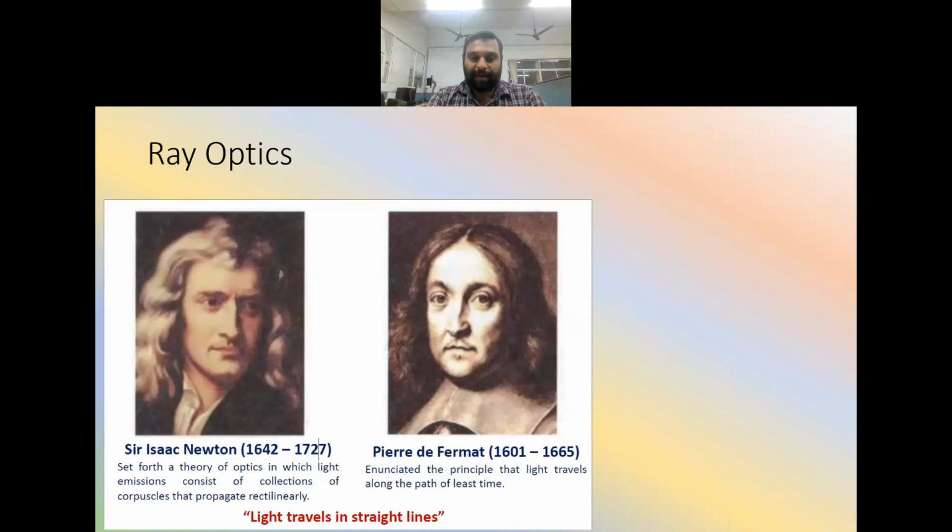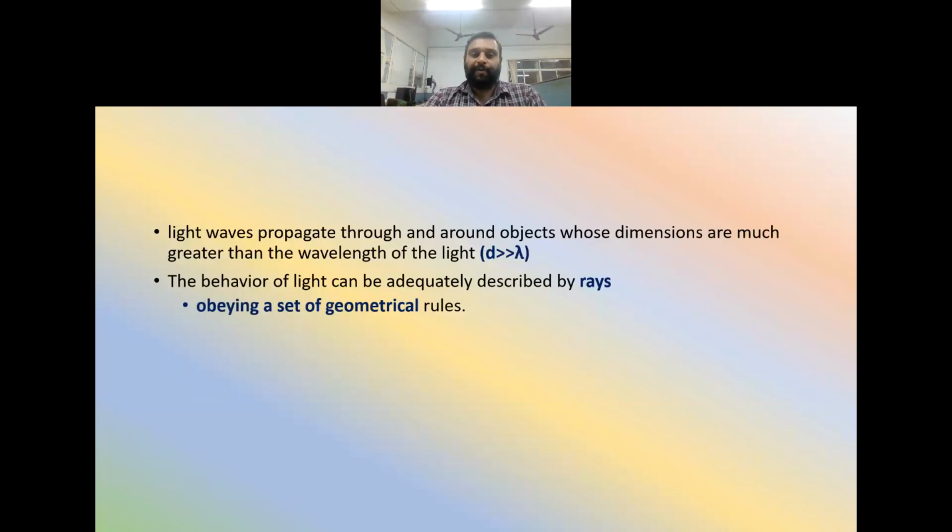Sir Isaac Newton and Pierre de Fermat were the most famous scientists who worked in this area. Fermat initiated the principle that light travels along the path of least time, and Isaac Newton set forth a theory of optics in which light emission consists of a collection of corpuscles that propagate rectilinearly. So in ray optics, light waves are considered to move in straight lines. Light will propagate through and around objects whose dimensions are much greater than the wavelength of light. That is the characteristic of ray optics.